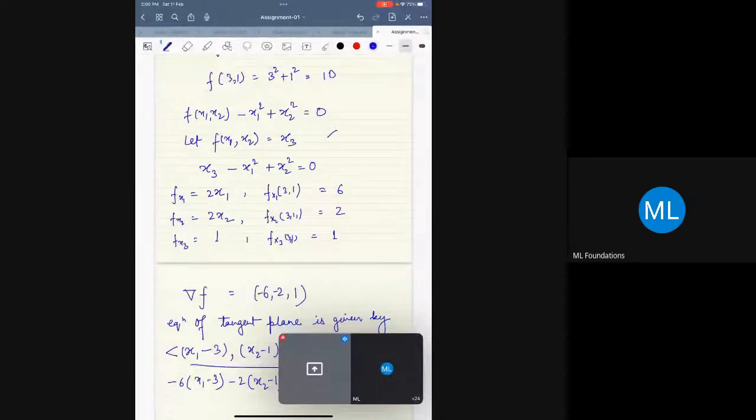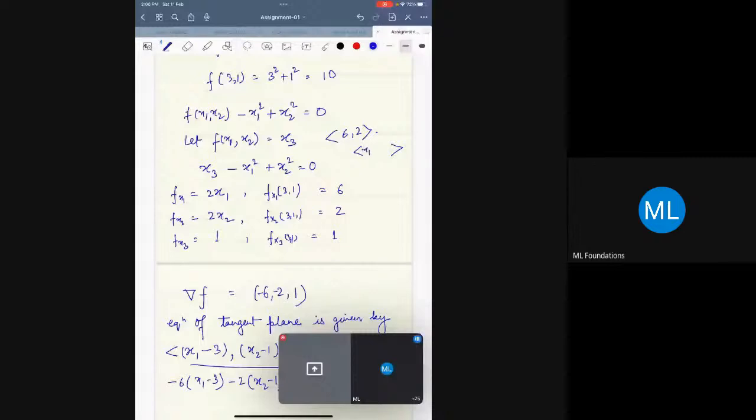You have the vector 6, 2. You have the gradient f, right? The gradient f, that is that 6 and 2. fx1 is 6, fx2 is 2, dotted with the x1 minus 3 and then the x2 minus 1.